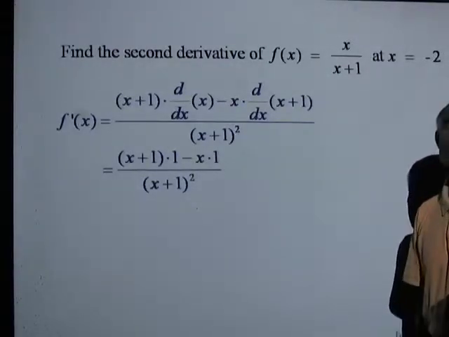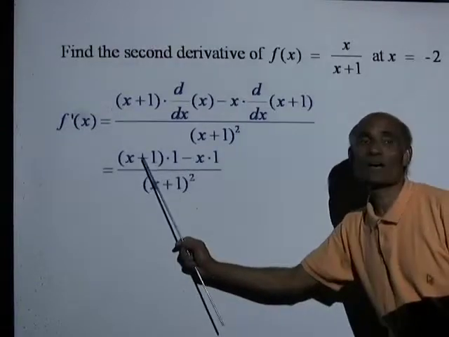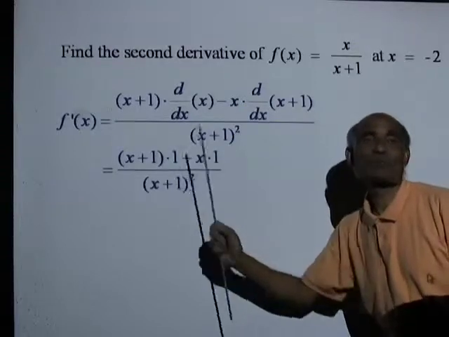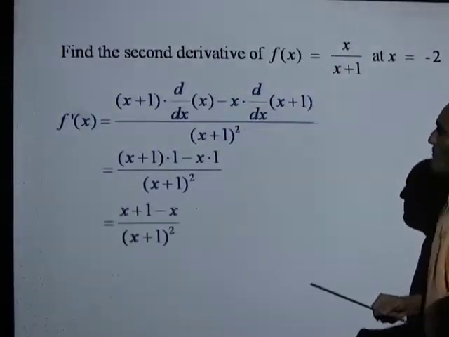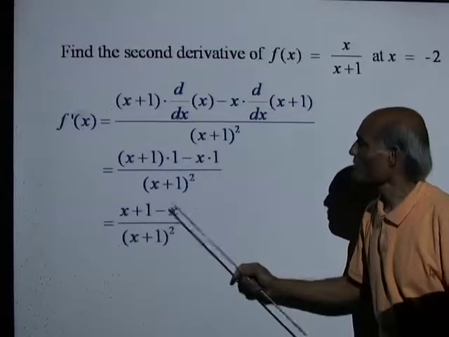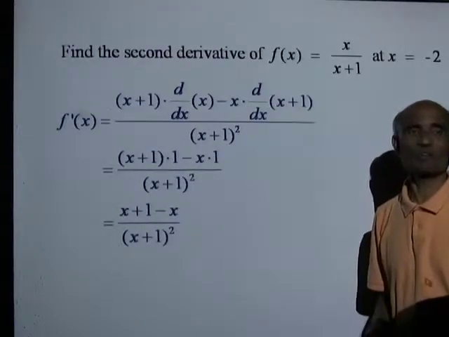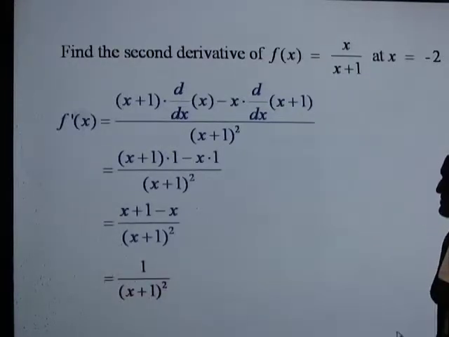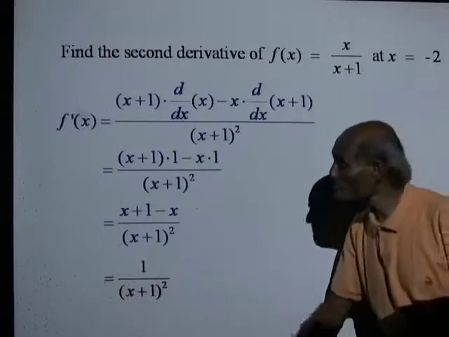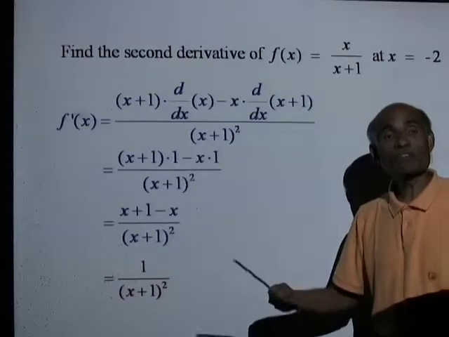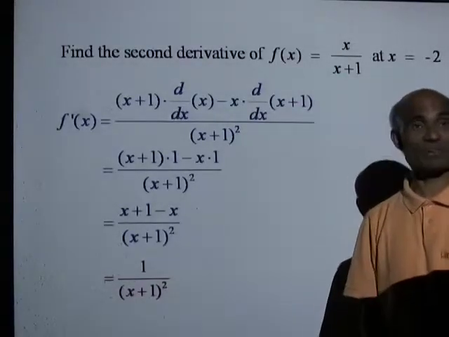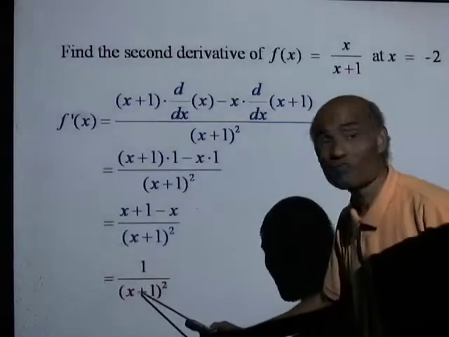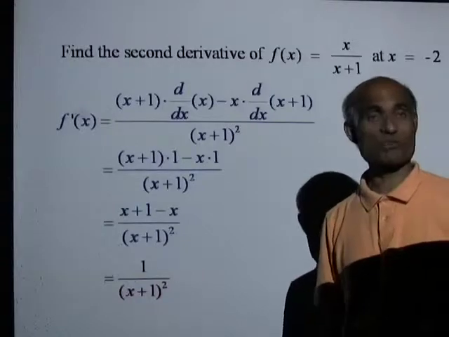When you simplify that, what do you get? Well, you know that this x and that will cancel. The numerator is simply 1. So that will be x plus 1 minus x over x plus 1 squared, and that is 1 over x plus 1 squared. That is the first derivative. We now need to find the second derivative. Is that right? Alright, can you do that on your own? Find the derivative of this using the quotient rule.